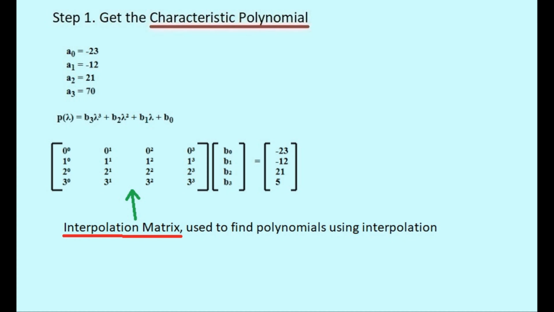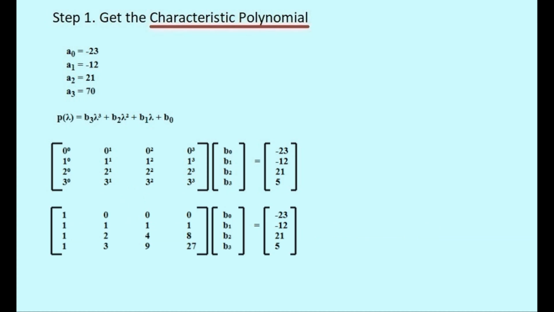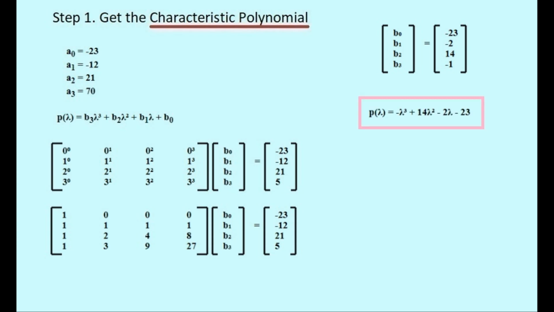You should be able to see why this equation solves for the coefficients of the characteristic polynomial. Just try to expand it out if you have trouble seeing it. And this is what the interpolation matrix looks like when it has been evaluated. And solving it gives us these values for b0 to b3. And so the computer has easily found the characteristic polynomial.